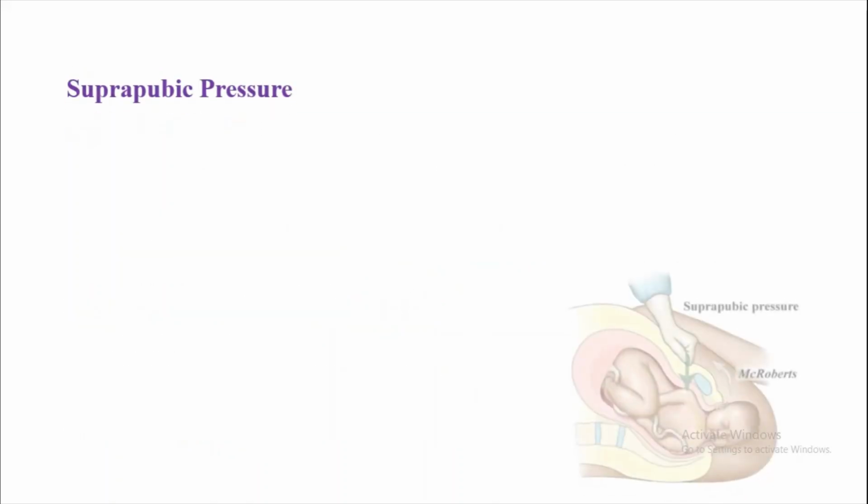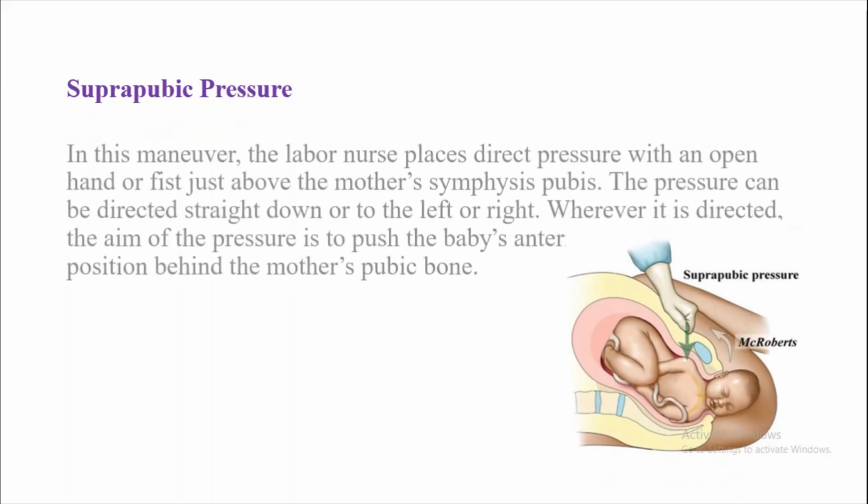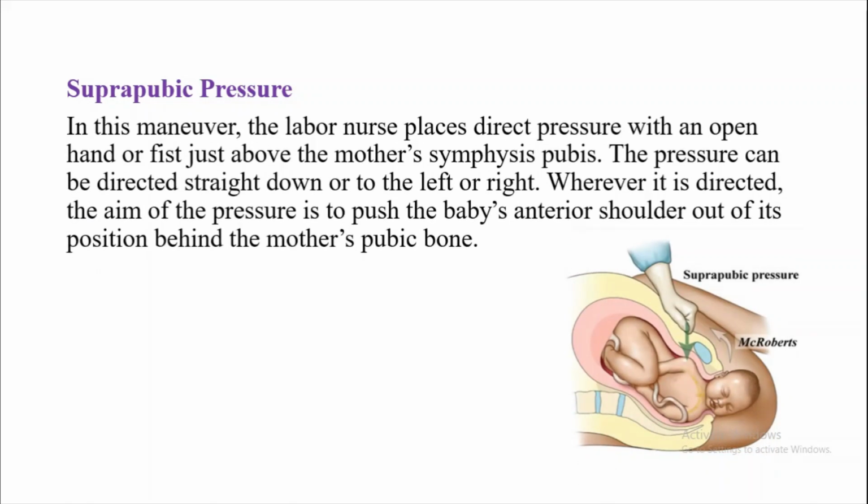Suprapubic pressure, as you see here in this picture. In this maneuver, the labor nurse places direct pressure with an open hand or fist just above the mother's pubis. The pressure can be directed straight down or to the left or right. Wherever it is directed, the aim of the pressure is to push the baby's anterior shoulder out of its position behind the mother's pelvis.